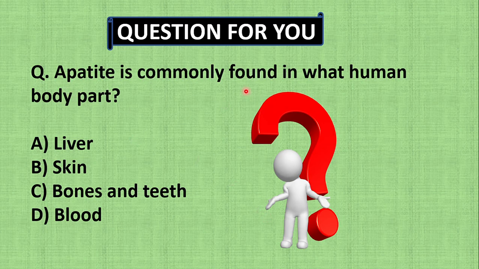So this is a question for you. Apatite is commonly found in what human body part? Liver, skin, bone and teeth, and blood. Okay, this is a question for you. Right answer of this question, please drop a message in the comment section.